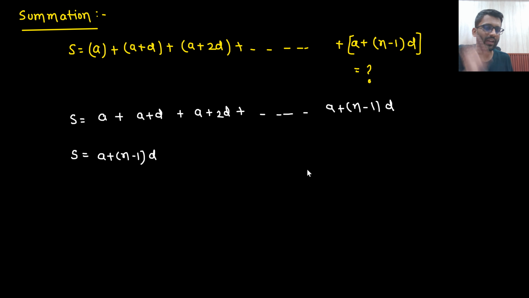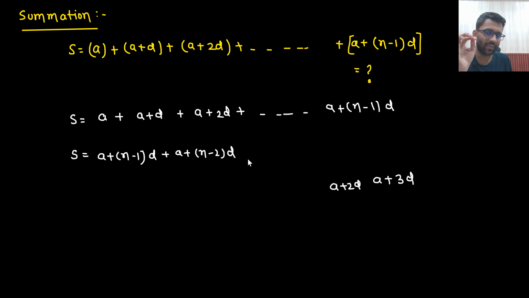This is my nth term. It would be a plus n minus 1 into d. What would be the term just below this? What would be the term here? It would be a plus n minus 2 into d. Say yes or no? Do you agree to this point? My fourth term is a plus 3d. My second term is a plus 2d. So just one less here, just one less here. N minus 1 minus 1, n minus 2 into d, and like this. And what this term will be? A. So if you add both of them, what it will be?